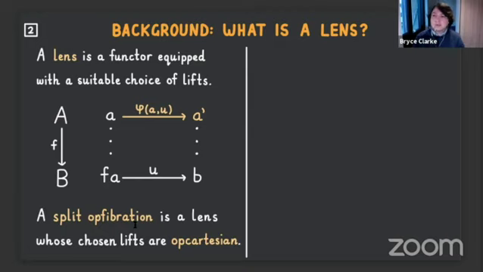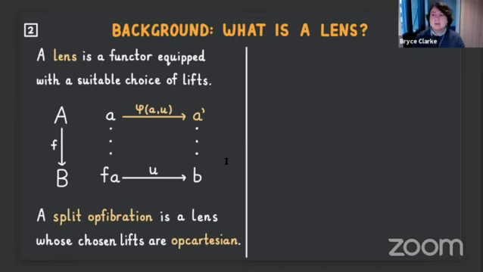Okay, and so we can see here that a lens is some suitable relaxing of a split opfibration where we don't require necessarily that our lifts be Cartesian. Okay, and so this definition of a lens is perfectly suitable. We can do some things with it, but when we get into trying to really show some proofs about lenses, and what we want to do here today, it becomes a bit difficult to work with.